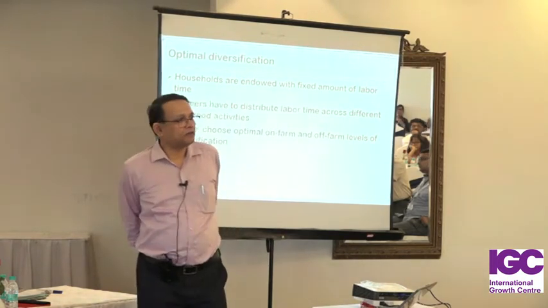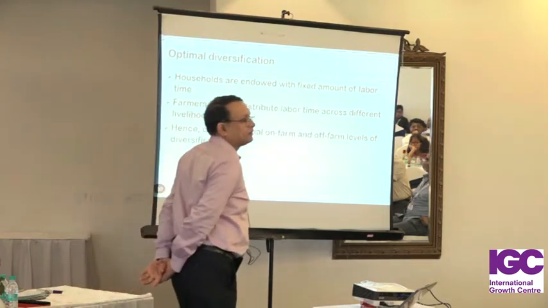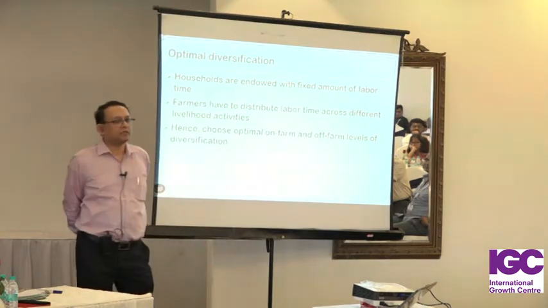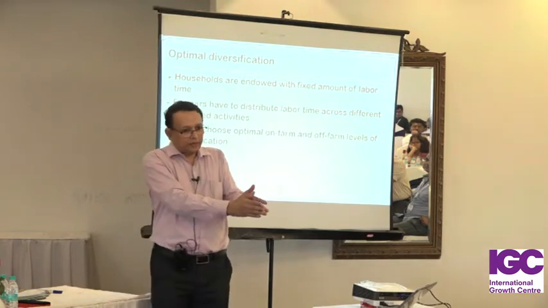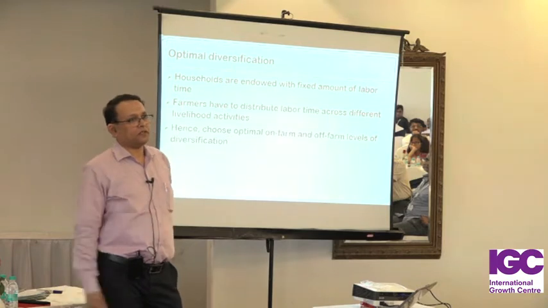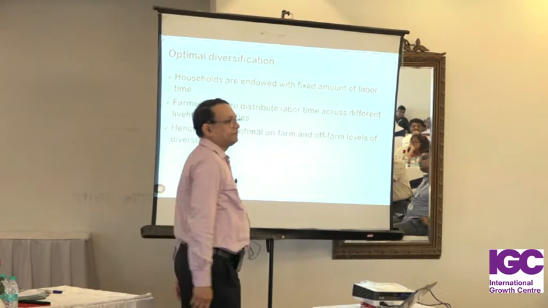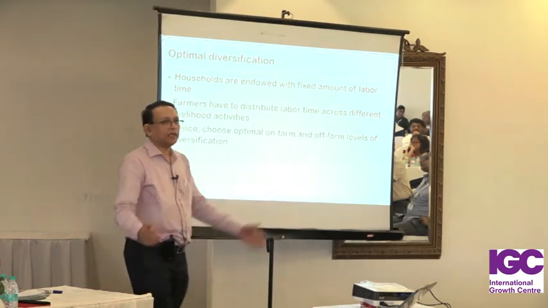All of us are endowed with only 24 hours, not a second more, not a second less. So it's only that much labor time that you can give. So if you are spread into 10 activities, what can be your efficiency as opposed to 2 or 3 activities?